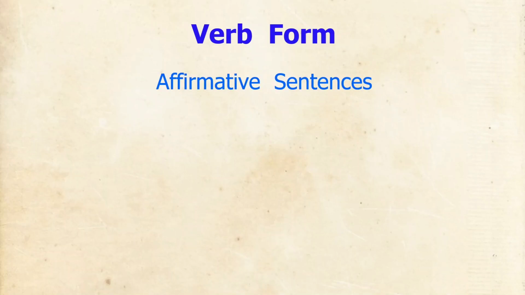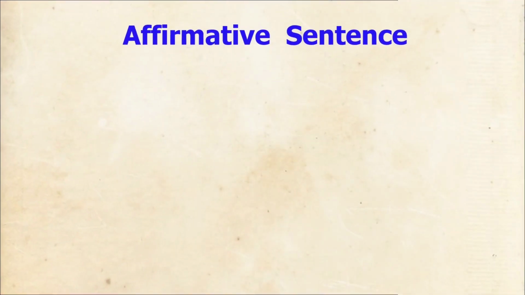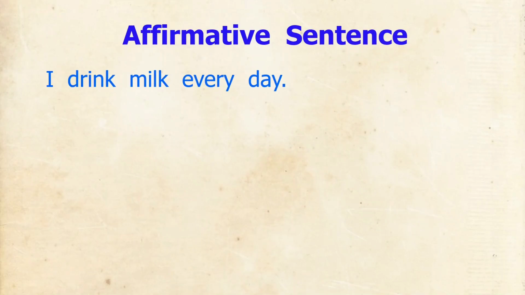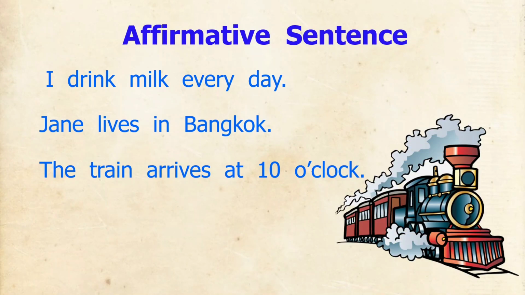Affirmative sentences. An affirmative sentence, in the present simple tense, begins with the subject, followed by the base form of the verb. Let's see some examples. I drink milk every day. Jane lives in Bangkok. The train arrives at 10 o'clock. These three sentences are in the present simple tense, and all of them use the base form of the verb.